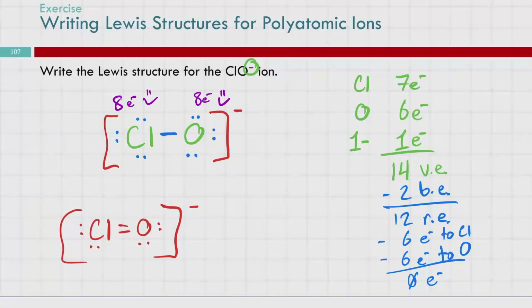And those have full octets. However, if we look at our total count of electrons, we should have 14 total valence electrons. We've got 2, 4, 6, 8 from lone pairs. And we've got a double bond. How many electrons are in a double bond? 4. 2 bonds, 2 electrons each. So that would only be 12 electrons placed. So we would be missing 2, which is why that doesn't work as a structure.